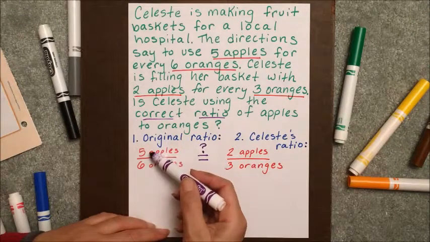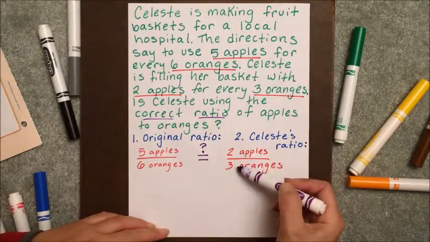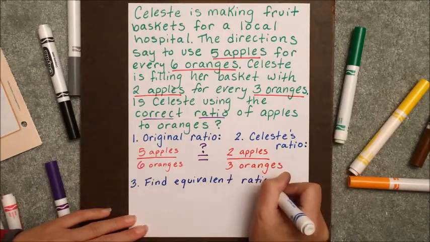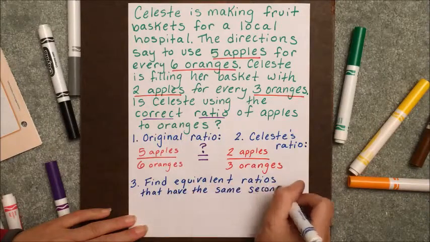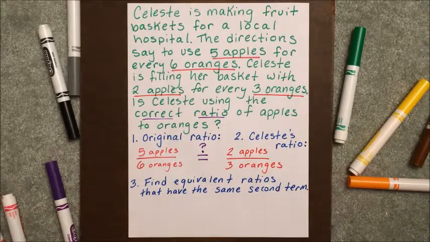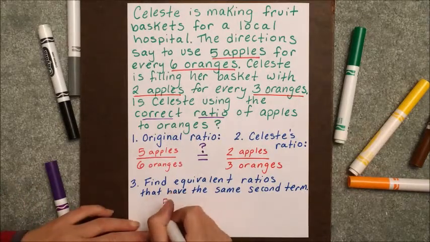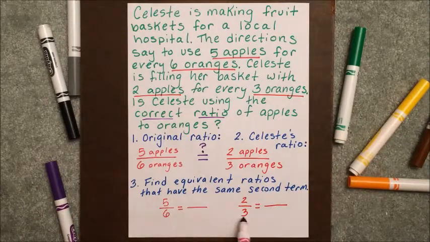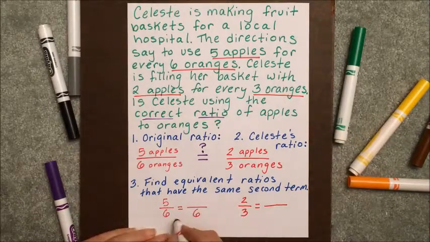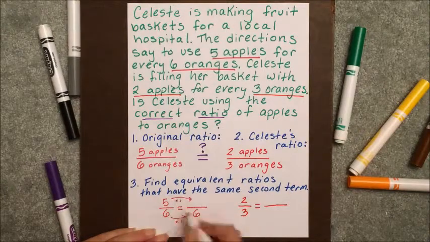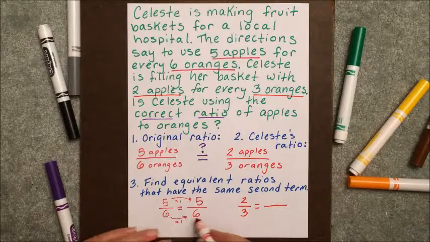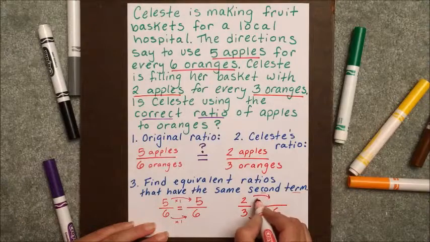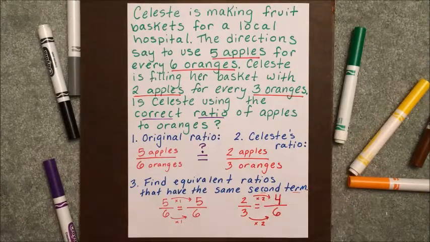So looking at the numbers, 5 and 6 is just one number different, and 2 and 3 is just one number different. So you might think, yeah, they're equivalent. But we need one last step to find out if they are equivalent, and that is to actually find an equivalent ratio that has the same second term. So our first ratio, 5 to 6, and our second ratio, 2 to 3, our common denominator is 6. Which makes our first ratio very easy, but we'll go through the steps. And our second ratio, the common denominator of 6, we ask ourselves, how did we get to 6? Well, multiply the bottom and the top by 2.